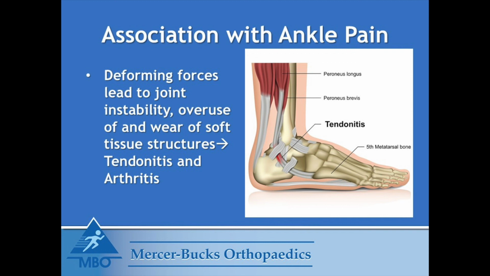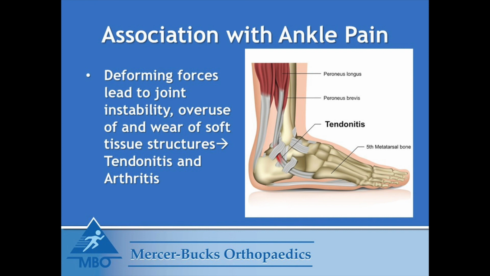You get overuse and wear of the soft tissue structures around that area because, again, you have that pressure, that deforming force that's either forced on the inside or the outside of our foot and ankle. What this results in typically is tendinitis, or inflammation of a tendon, or arthritis, and that's inflammation in the joint itself. This was a picture that shows the main structures affected by foot pain.